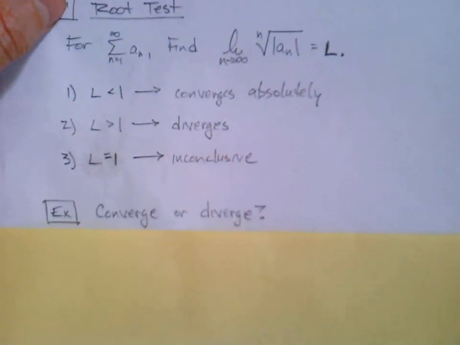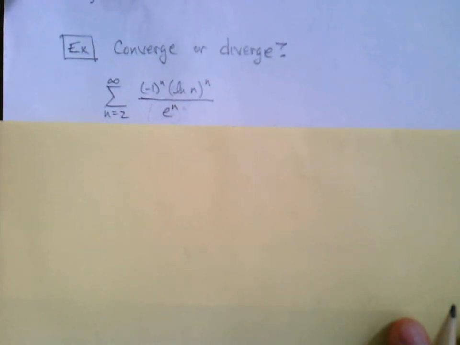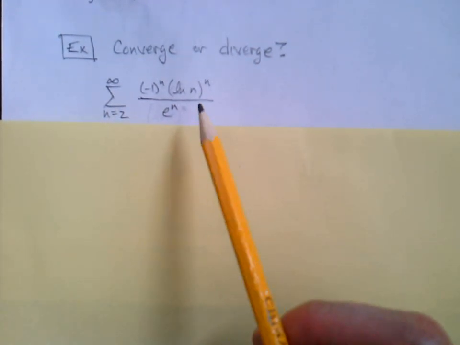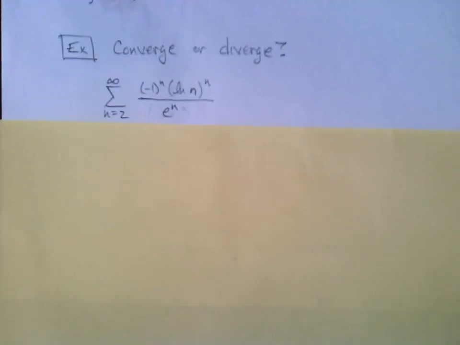So then let's get to our example. Converge or diverge? And here we go. And maybe after copying this, you start to understand the very specific types of series that we want to use the root test for. Let's go with this one, from 2 to infinity, negative 1 to the n, the natural log of n raised to the n over e to the n.